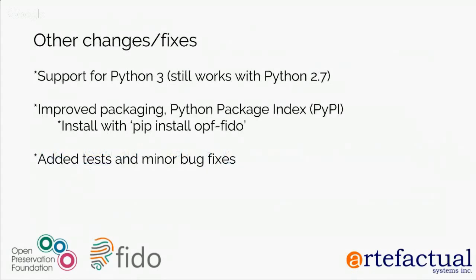And a couple of other changes and fixes that we've made. Fido now has support for Python 3, although it still works with Python 2.7. We've improved the packaging, including adding Fido to the Python Package Index, or PyPI. So it's now really easy to install Fido. If you have pip installed in your environment that you're doing your digital preservation work in, then you can just do pip install opf-fido, and Bob's your uncle. So we're pretty excited about that.